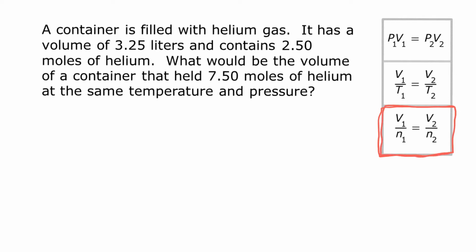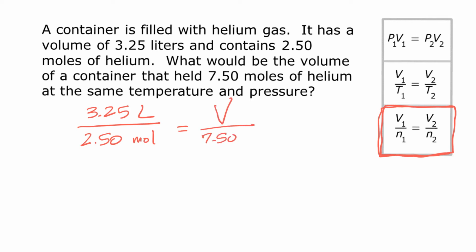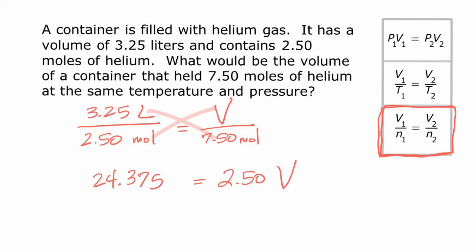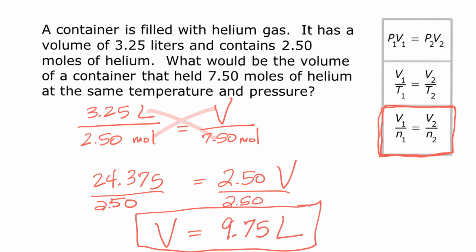And so I'm going to have 3.25 liters over 2.50 moles, and that equals an unknown volume over 7.50 moles. So to solve this, I can just cross multiply and then divide. And so when I cross multiply, I get 24.375 equals 2.50 times my unknown volume. And so I can just divide both sides by 2.50. And my unknown volume is 9.75 liters. So that's my answer, 9.75 liters of helium gas.